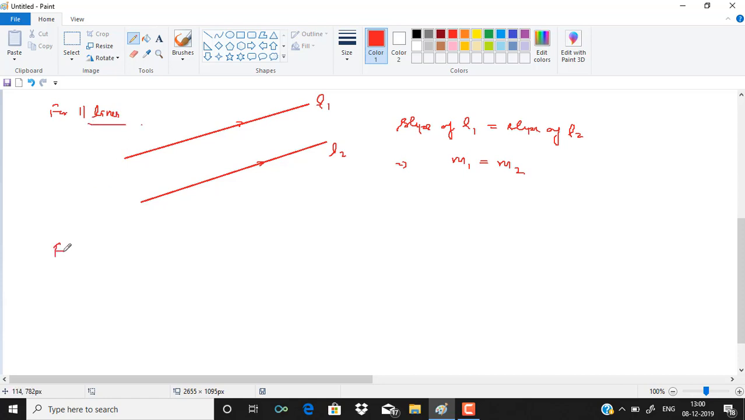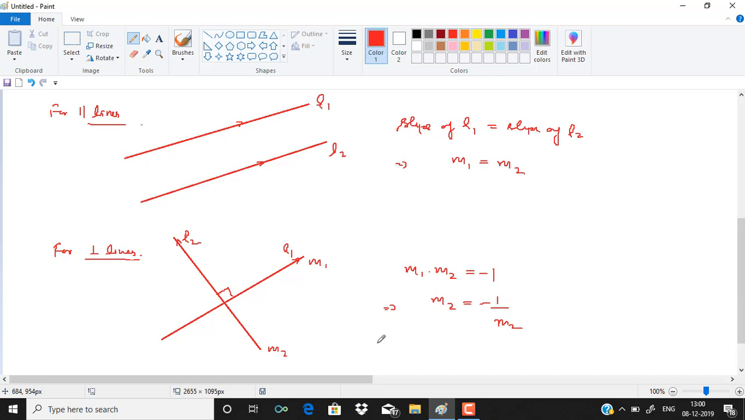Next is for perpendicular lines. If we have any two perpendicular lines, then the product of the slopes of these two lines is -1. So slope is M1 and M2, lines are L1 and L2, then product of the slopes M1 times M2 is -1. You can write that the slope of one line is negative reciprocal of the slope of another line.